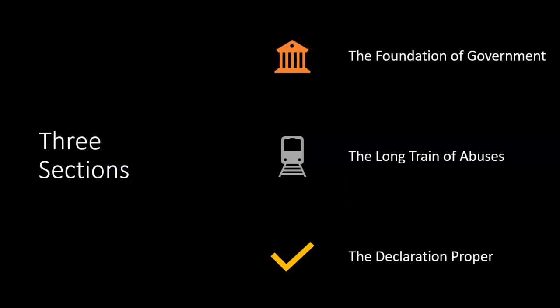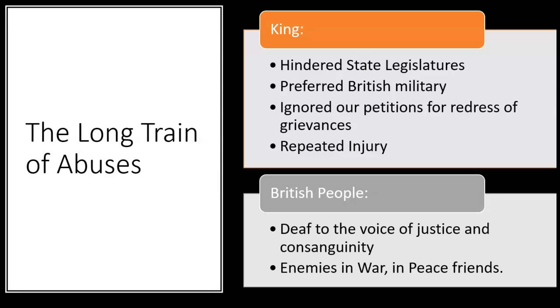So we've been talking about 3 sections to the Declaration of Independence. We just finished the foundation of government, and now we're going to look at that long train of abuses. In the next video, then, we will look at the Declaration of Independence proper. So what are those abuses that have come upon the American colonies?